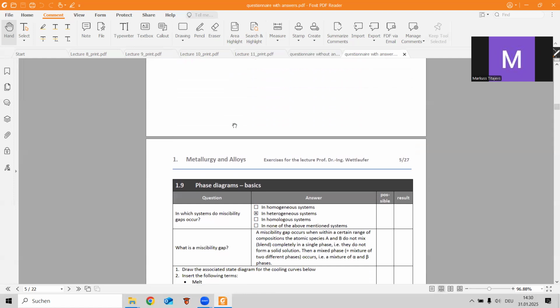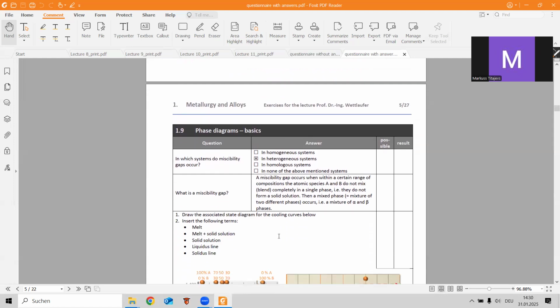Mixed systems: miscibility gaps occur in heterogeneous systems. What is a miscibility gap? A miscibility gap occurs when a certain range of composition of atomic species A and B doesn't mix or blend completely in a single phase. They don't form a solid solution. There is a mixed phase, a mixture of two different phases occurs, so a mixture of alpha and beta phases.